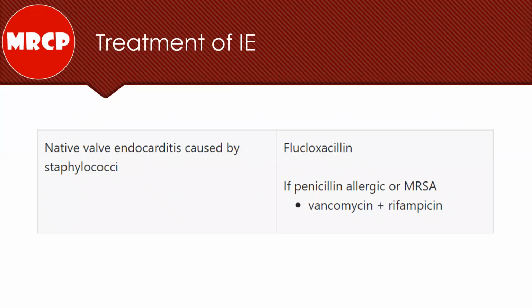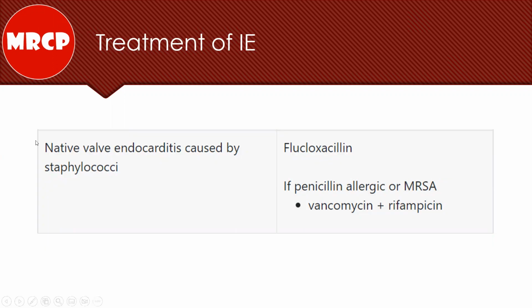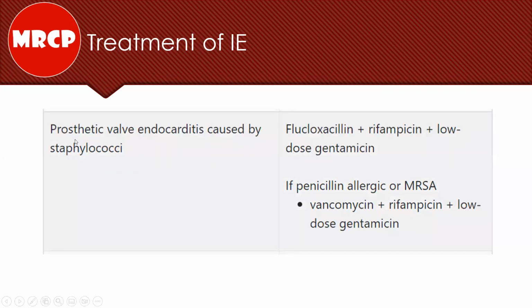Okay. If you have a native valve endocarditis caused by staphylococci, the antibiotic of choice here is flucloxacillin. But if the patient is allergic to flucloxacillin, you will use vancomycin with rifampicin instead of the flucloxacillin. Again, if you have a prosthetic valve endocarditis caused by staphylococci, so remember, Dr. Anwar, this is a native valve here, while here it's a prosthetic valve.